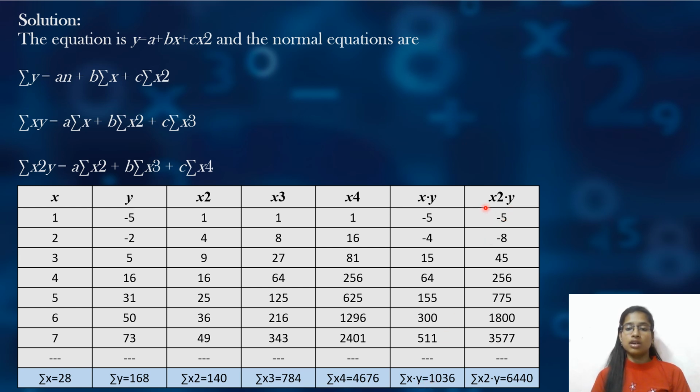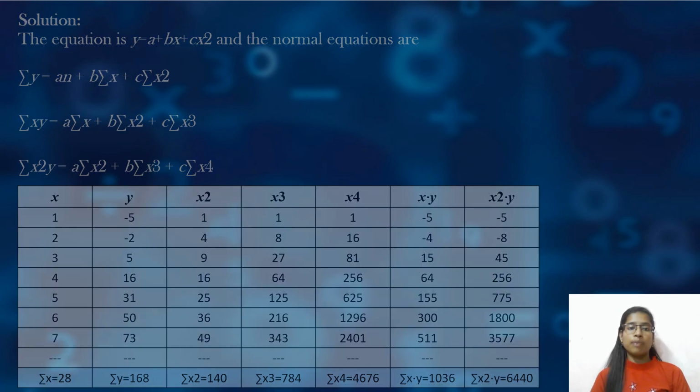And now x square into y, so we have to multiply the x square with y, will give us these terms, and by adding up all this will give us a summation of x square into y. So now we have to apply all these summation values in the normal equation.